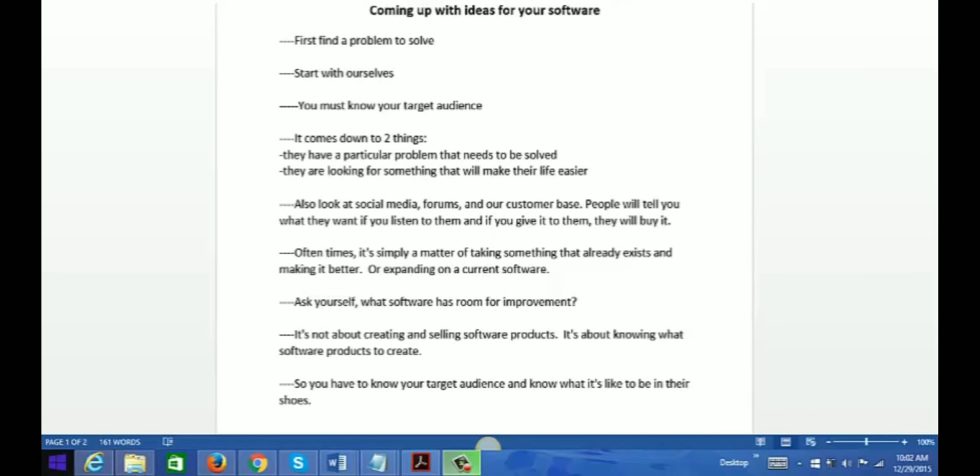So you've got to ask yourself, what software out there has room for improvement? Okay, and you've got to remember this: it's not about just creating and selling software products. You know, there's a lot of money to be made in selling software products, don't get me wrong, but it's also about knowing what software products to create. So that's why it's important to know your target audience and know what it's like to be in their shoes.